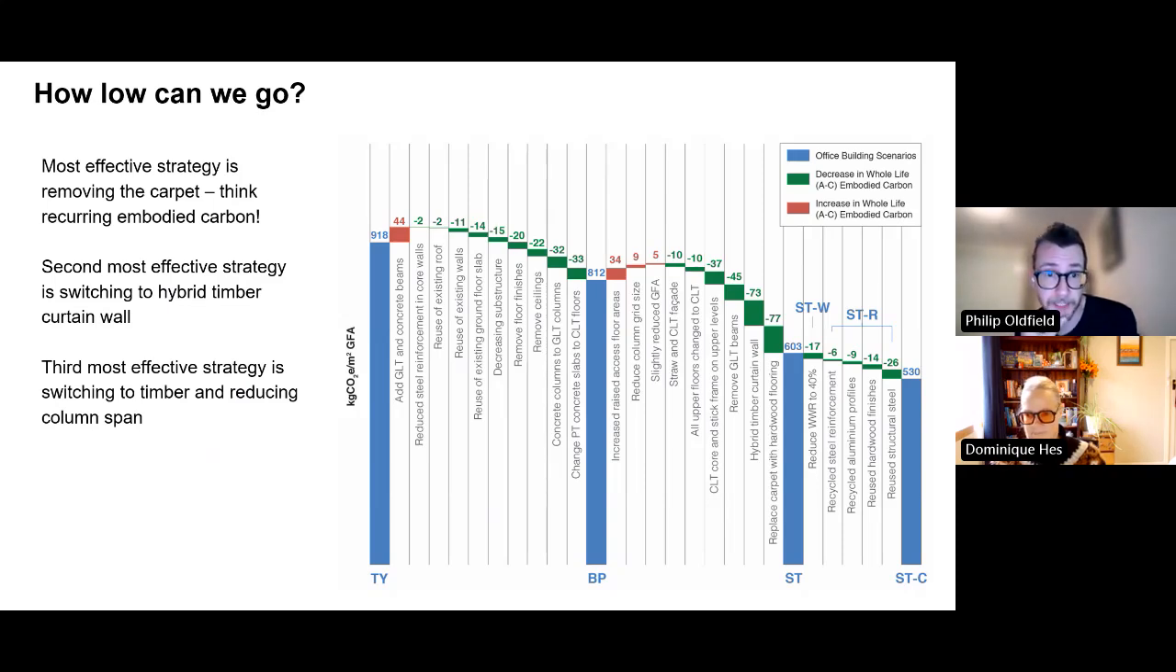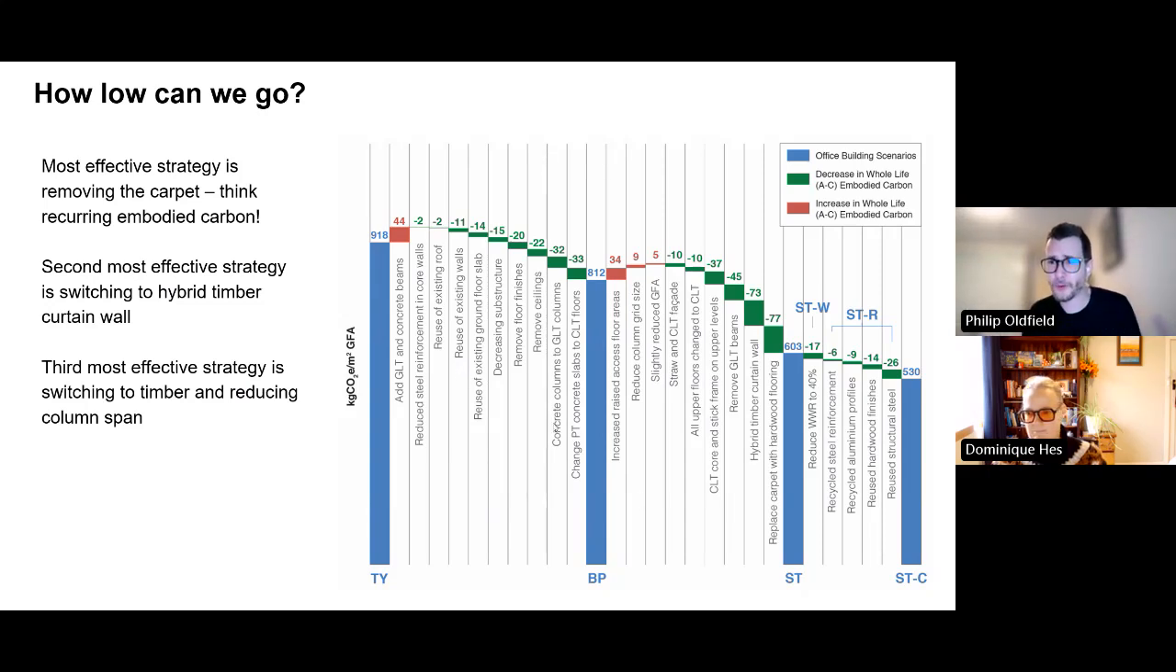The second most effective strategy was switching to a hybrid timber curtain wall. Pretty high spec stuff, but the idea was aluminium on the outside and hardwood on the inside, curtain walling. So that reduced the amount of emissions. And the third most effective strategy was switching to timber and reducing the column span. And there's other little bits in there as well. So reuse of existing walls saved 11, reducing the window to wall ratio saved 17. So there's lots of little bits of ways.